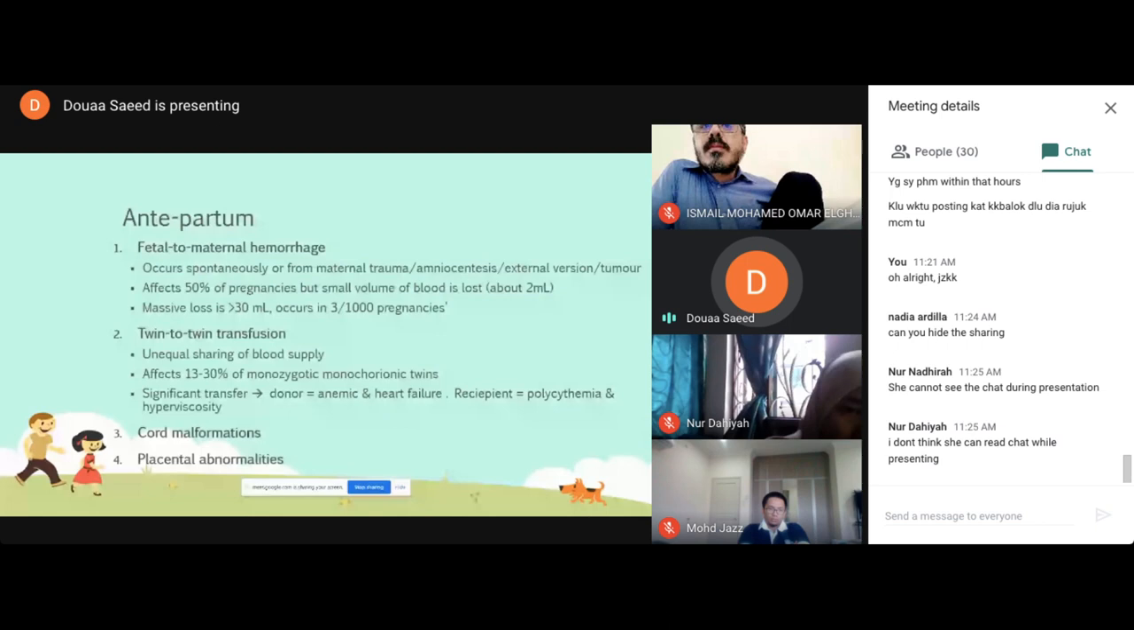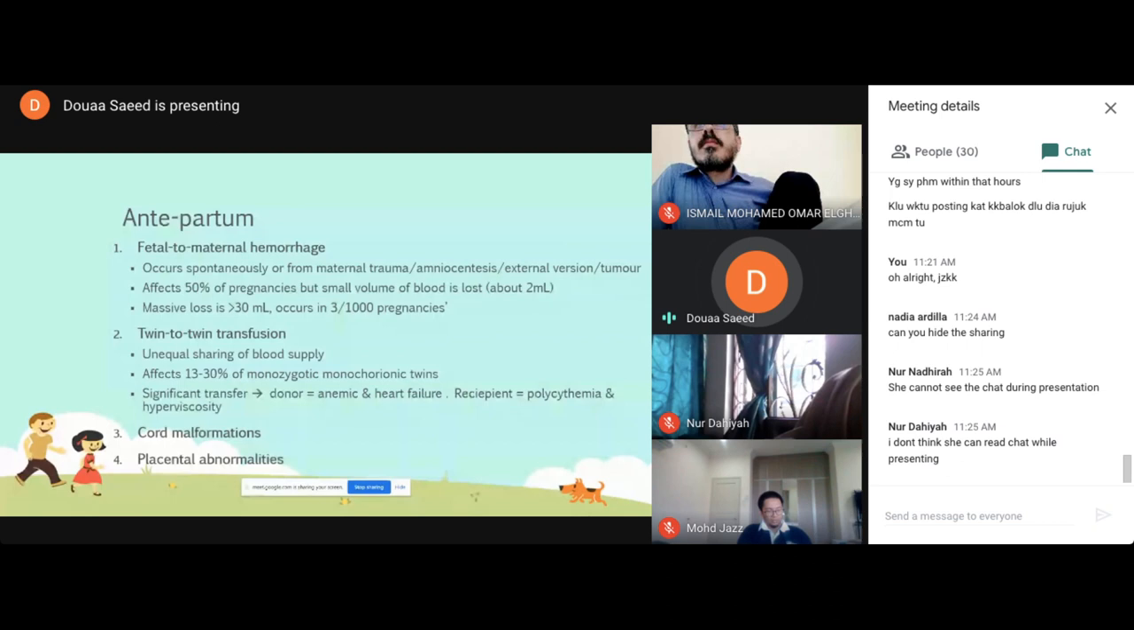However, a massive loss of more than 30 milliliters can cause fetal-to-maternal hemorrhage and then hemorrhagic anemia, and that occurs in about 3 in 1,000 pregnancies. There is also twin-to-twin transfusion as a cause of antepartum hemorrhage. It is usually due to unequal sharing of the blood supply between twins, so monozygotic monochorionic twins.